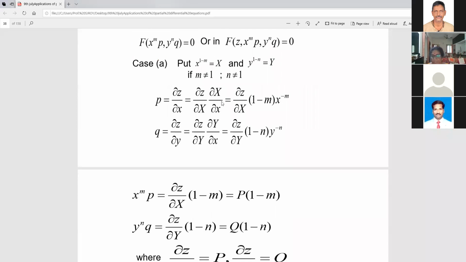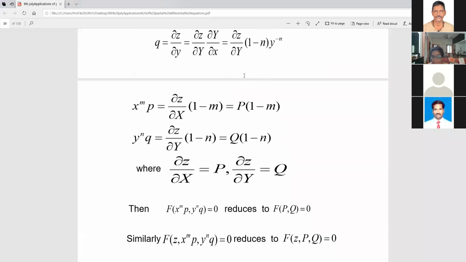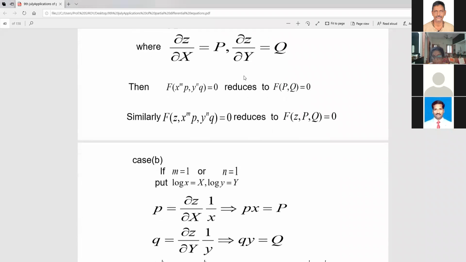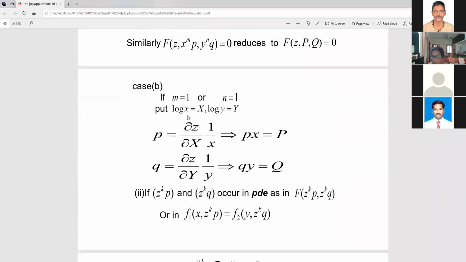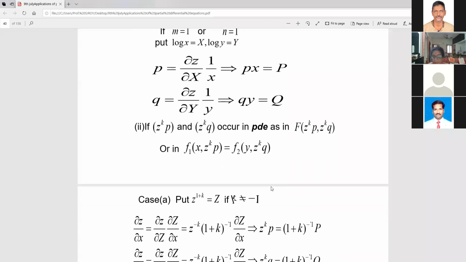I have mentioned here, apply some chain rule and transform to the new variables X and Y. And here, of course, m is not equal to 1, n is not equal to 1. If m equals 1 and n equals 1, you have to take the log function in the transformation. So log x is equal to capital X, log y equal to capital Y. All these transformations you can do very easily.